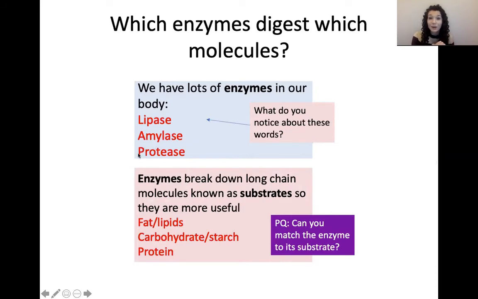The other easier one is protease. So looking at the beginning of the word, that looks like the beginning of the word protein. Protease is the enzyme that breaks down protein molecules. And then we've got amylase, which isn't quite so easy, but amylase breaks down carbohydrates or starch. Amylase breaks down starch.